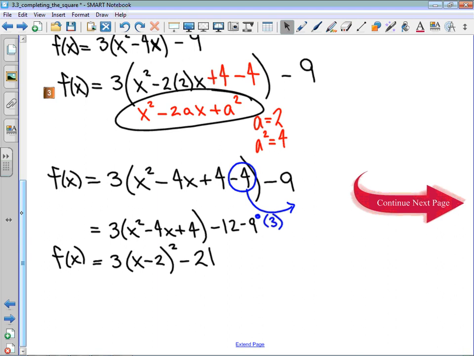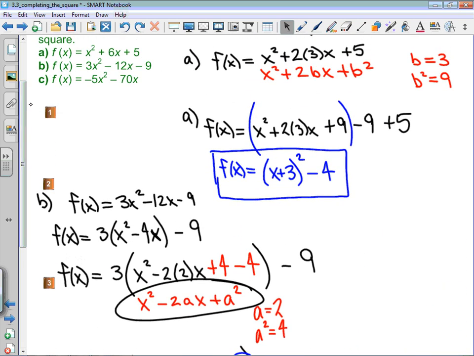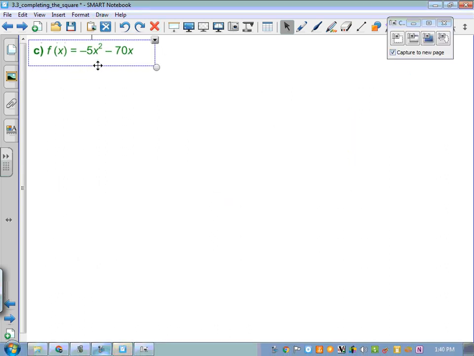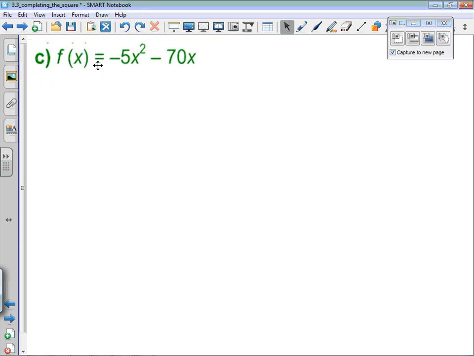All right, just ran out of room there. I'm just going to move C to another page here. And we're going to do the same thing. It's actually kind of nice not to have a constant value because then you don't have to do any addition or subtraction after the fact. But again, in my perfect square trinomials, we don't have a coefficient on the x squared.